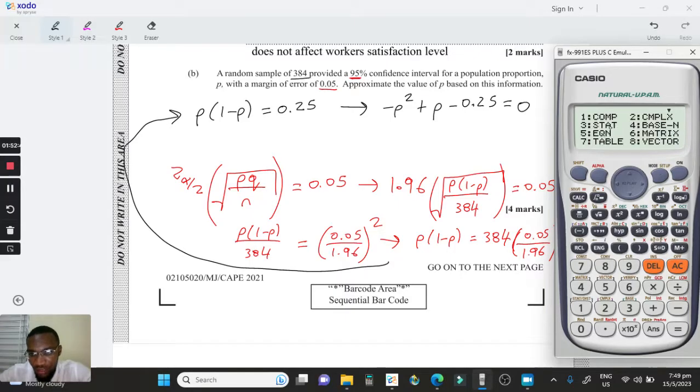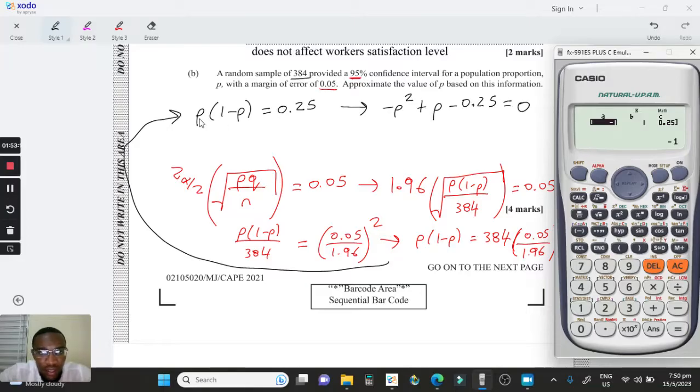Solve a quadratic for me, please. Solve this equation, it's a quadratic. Coefficient of A is minus 1. Coefficient of B is 1. The constant is 0.25. First answer, that doesn't make sense. Probability can't be greater than 1. Next answer is negative 0.2. That can't help either. So clearly something went off.